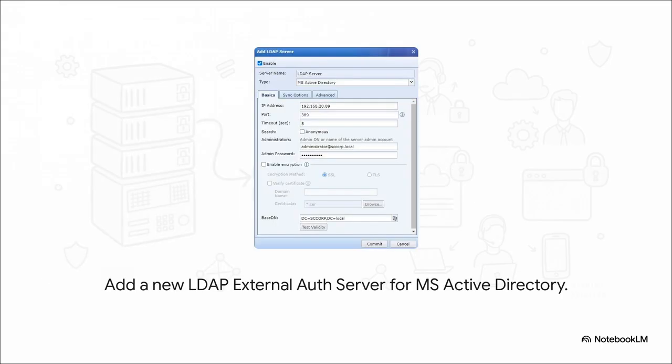Step 2, we need to point the IAG to your actual domain controller. Staying right there in the Web Authentication menu, go over to Auth Server and add a new LDAP server. Pick MS Active Directory as the type. Now you've got to punch in the exact IP address of your AD server, like 192.168.20.89, for example. You'll also need to drop in the administrator credentials and the correct base DN. Think of the base DN as the starting line in your directory tree. It just ensures the IAG actually has the authority and the right pathway to query your domain.